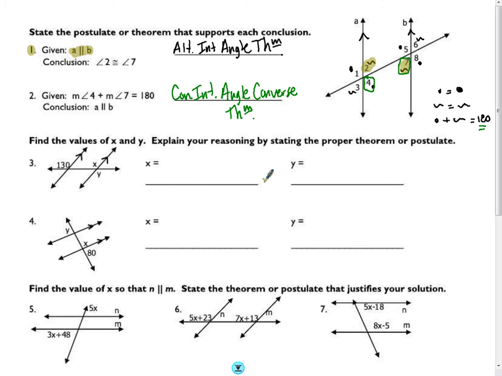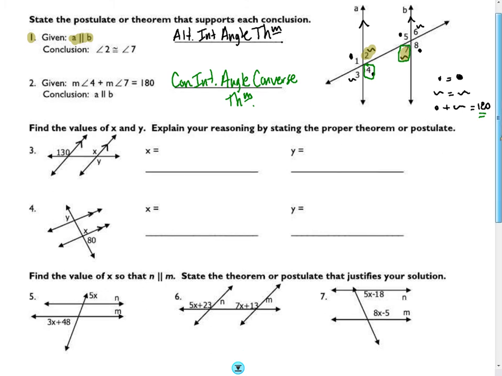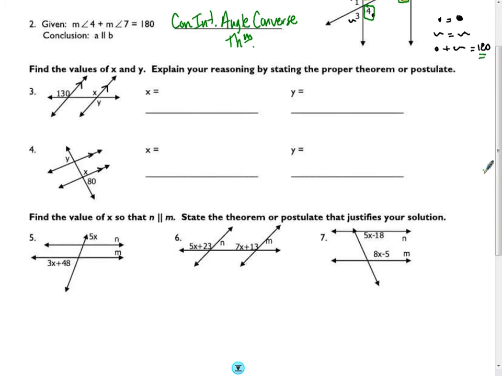Alright, let's look at examples 3 and 4. Find the value of x and y. Explain your reasoning by stating the proper theorem or postulate. So this is a two-part question. They want me to find the values of x and y, given that the lines are parallel. And then they want me to state the theorem or postulate depending on the angle relationship between the given angle, in example 3, 130, and the unknown angle, x or y.